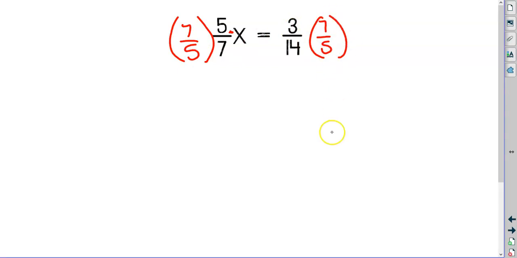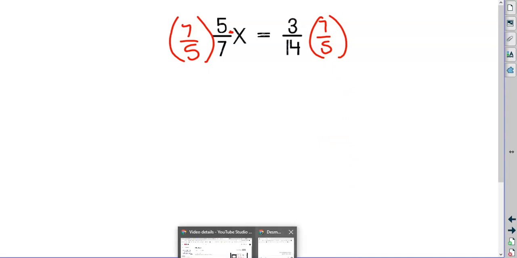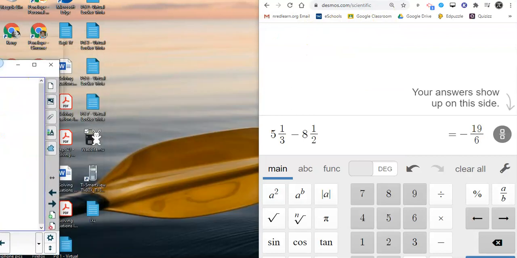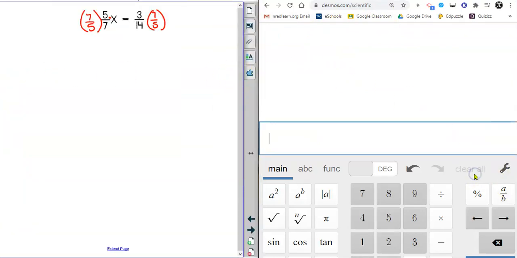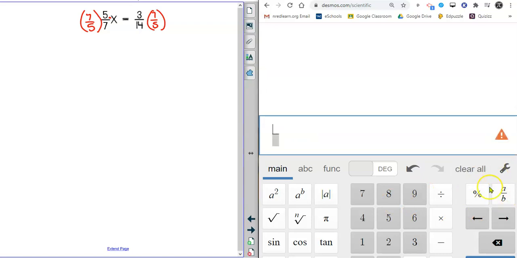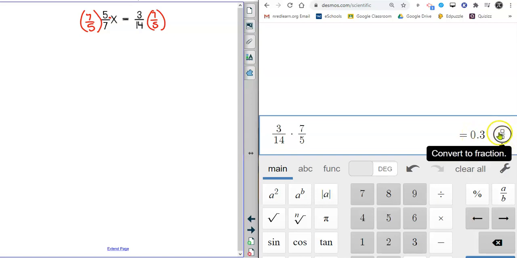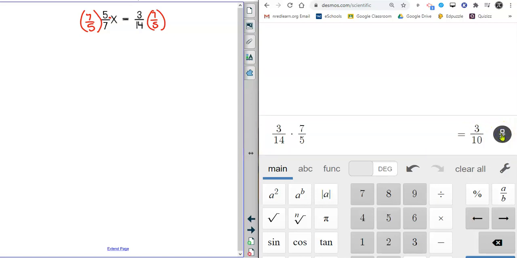Just to give you some practice with your calculator, let's take a look how this would play out on the Desmos.com. Again, here we go. Clear out our calculator. And we're going to press the fraction button over here on the right, a over b. So 3/14, and then we're going to multiply by fraction 7/5. Okay, so 0.3 is the correct answer, but again, I don't want you going from fraction form to decimal form, so why don't we press this circle button here at the end to convert it back. 3/10.